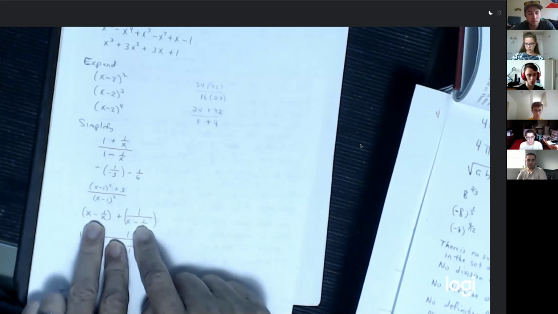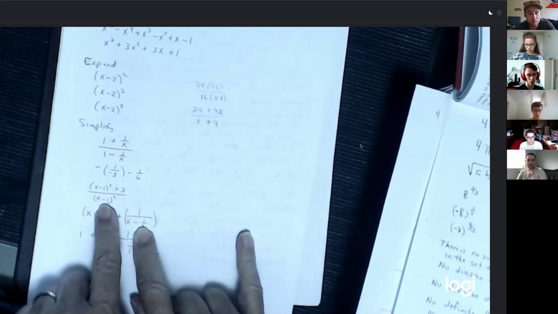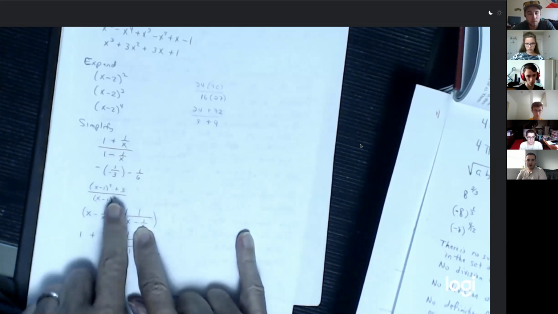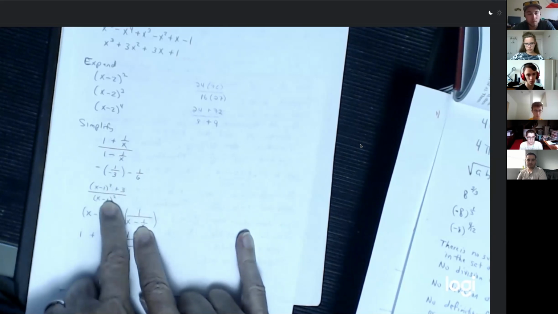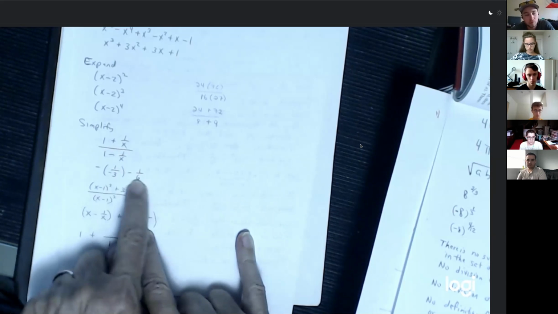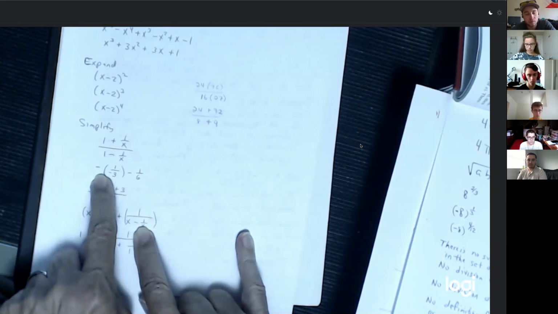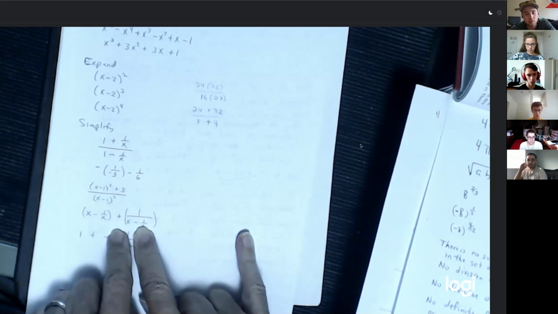One of the problems here is that people cancel, and you can only cancel multiplication. This is a plus. You're not allowed to cancel something common. You're supposed to know that, but people mess that up. Dealing with all negatives gives people trouble. You've got to know how to manipulate stuff like that.